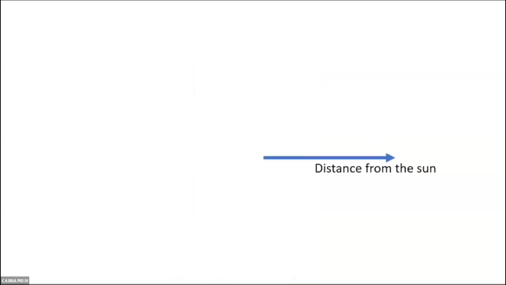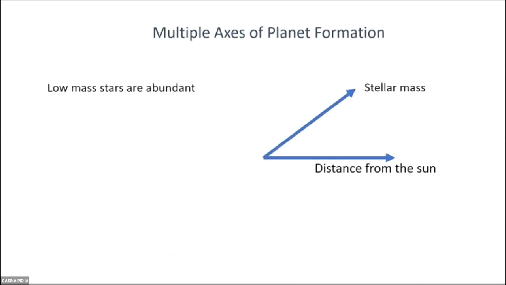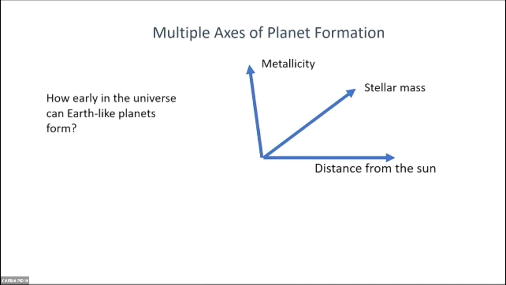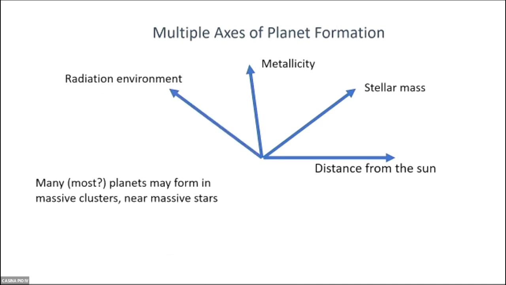So the solar system, though, really only has this one axis, which is distance from the sun. And there may be many other axes to consider, and we've heard of some of them already this morning. So, we might think about stellar mass. Low mass stars are very abundant. So what happens to planet formation there? Metallicity might be important, and that can influence how early in the universe Earth-like planets might form. We heard this morning about radiation environment and how that matters. And it may be that maybe most planets actually form in massive clusters.